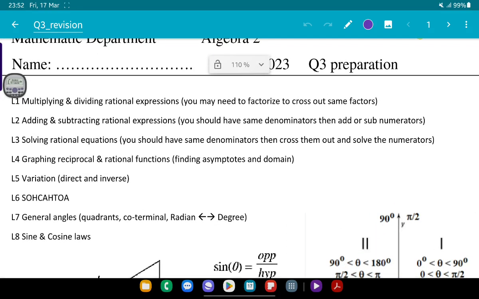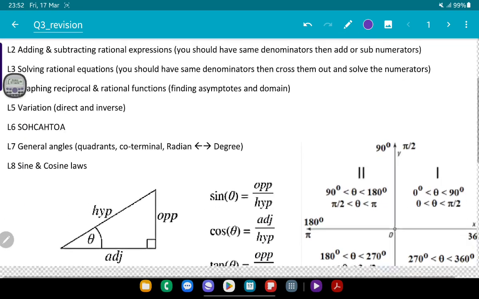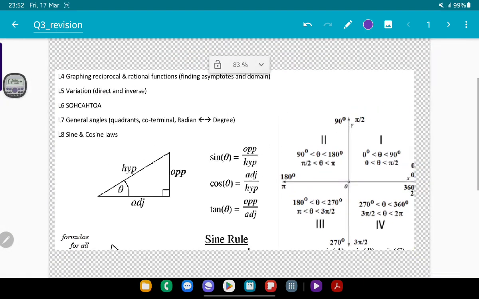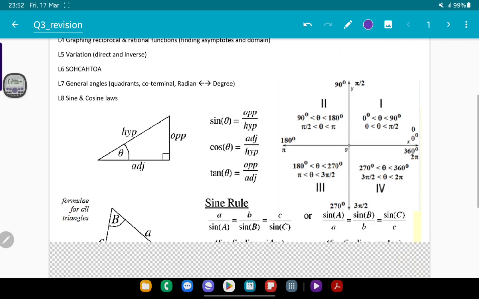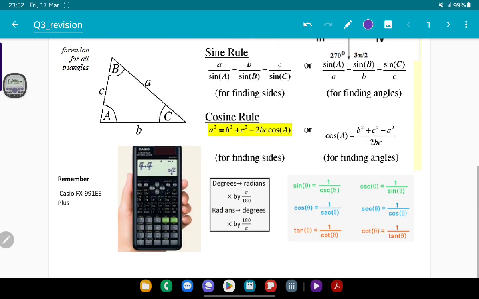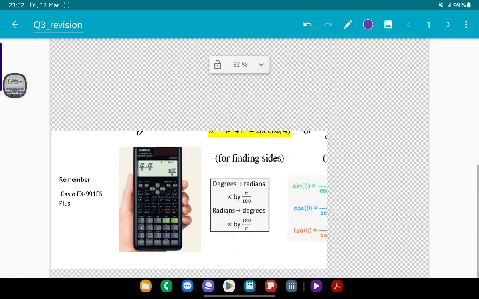So here are the topics: multiplying, dividing rationals, and so on. Okay. After I finish this sheet, I will upload this with the solutions, and I may add some rules in this area. So this would be final. Okay, don't forget to bring your calculator, please.